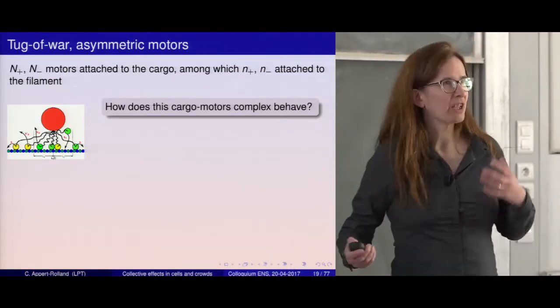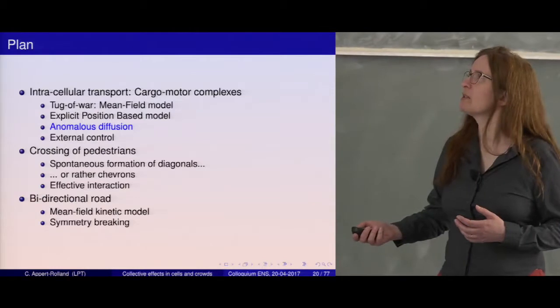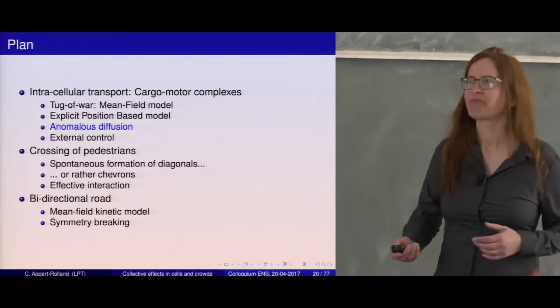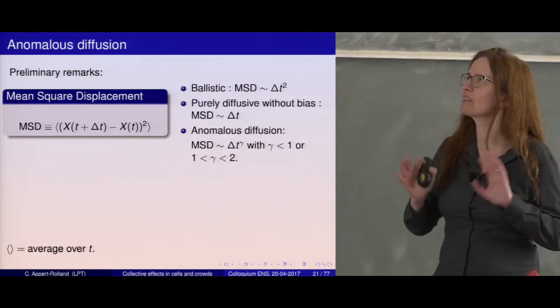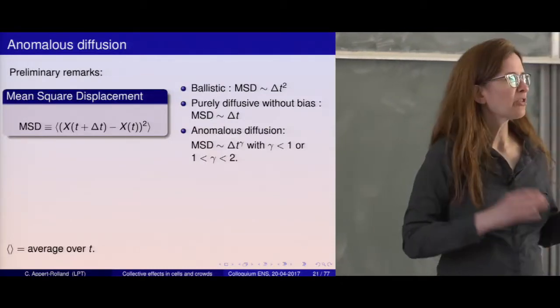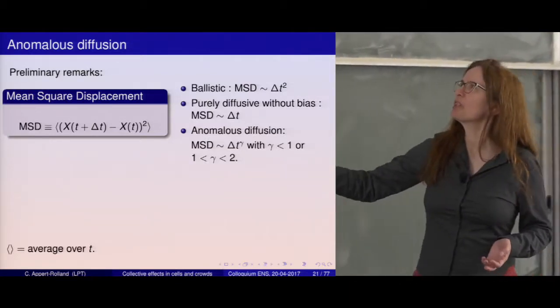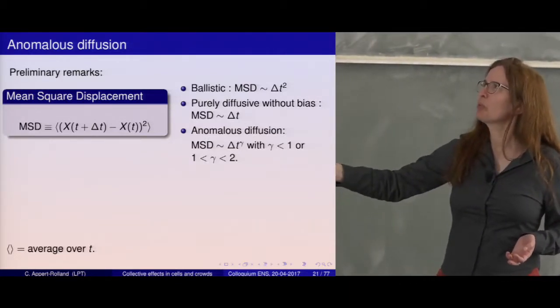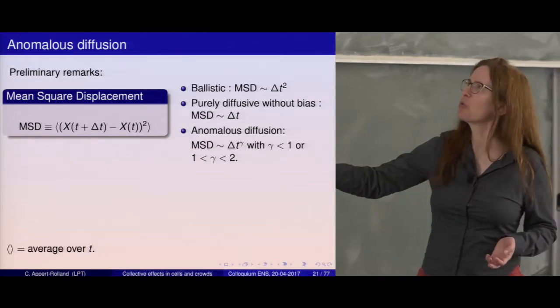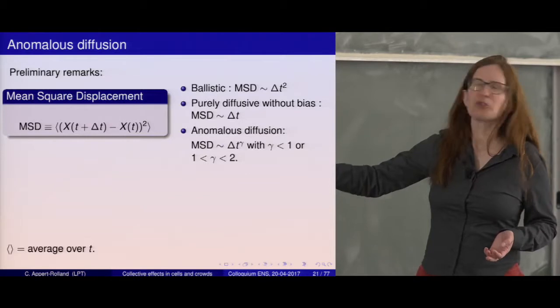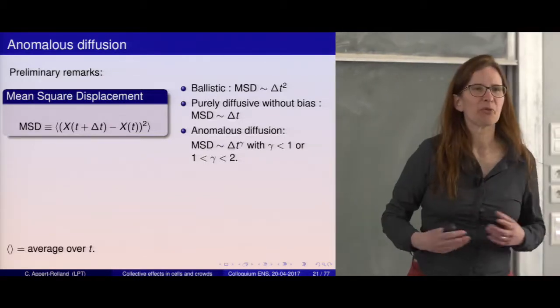Some experimental facts that people measure are anomalous diffusion. Just one short remark. What people measure is the mean square displacement. For a ballistic motion, you would expect an exponent 2. For purely diffusive, an exponent 1. And if you are below 1 or between 1 and 2, you will say it's anomalous diffusion.